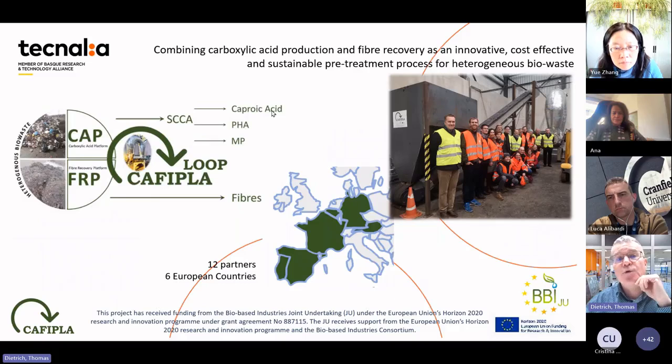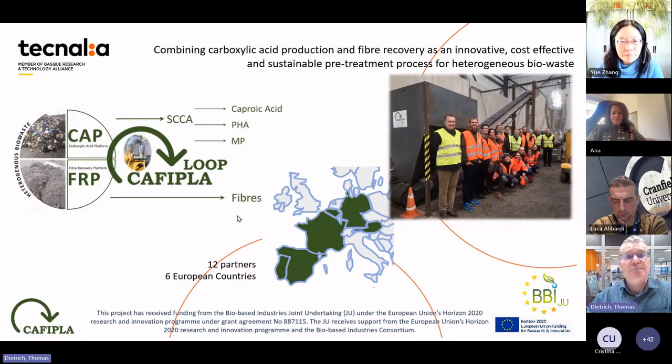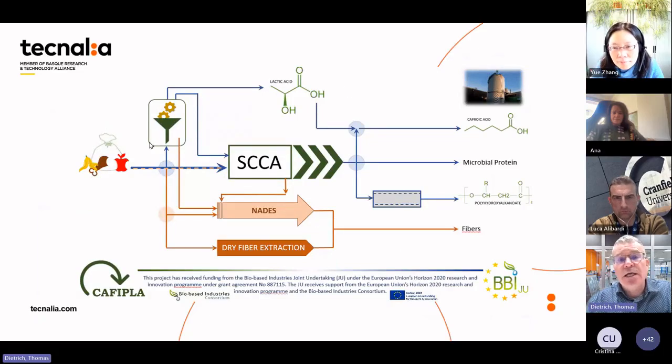For example, producing caproic acids, again improving knowledge on PHAs, microbial protein, and we were introducing another step to recover more materials called fibers. Also in this case, fibers, because you're retaining a fiber-rich fraction after the preliminary anaerobic fermentation. Yeah, that's what I explained already a little bit. So we were also working on selecting properly the waste streams.